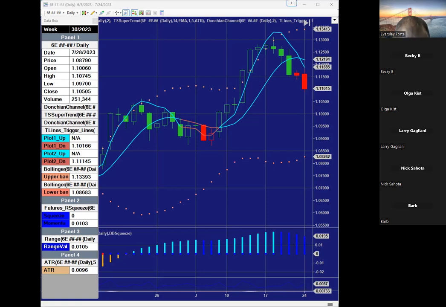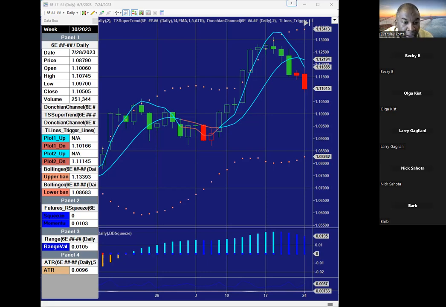Correct, Nick. Look at your calculations, Olga, and see what happened. It should be the difference between 1.1187 and 1.1080. That's 0.0107, which is 107 ticks, at 4 decimal places.